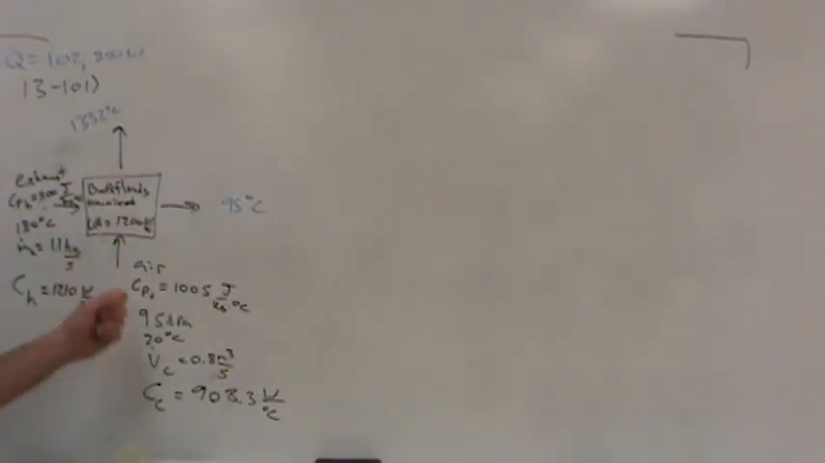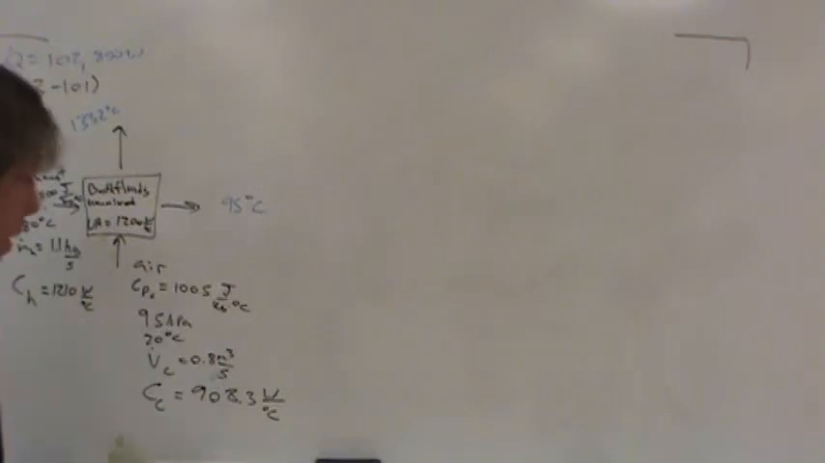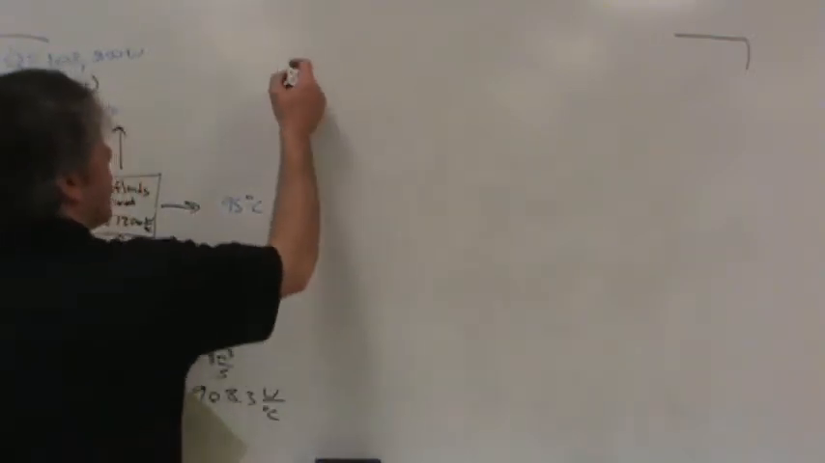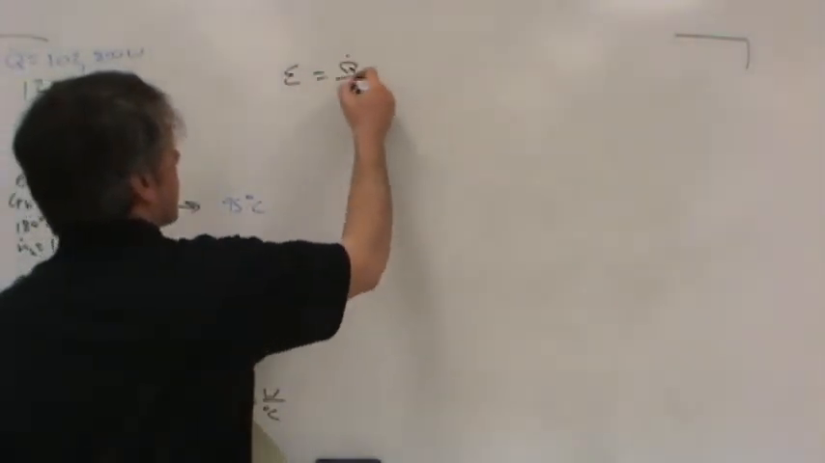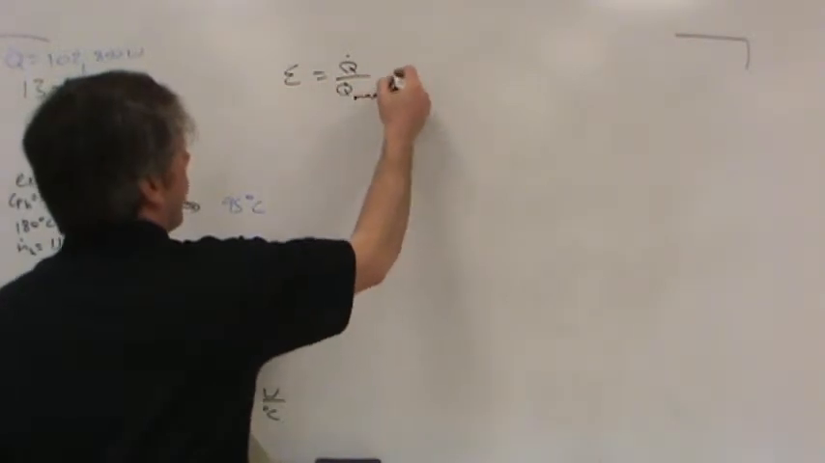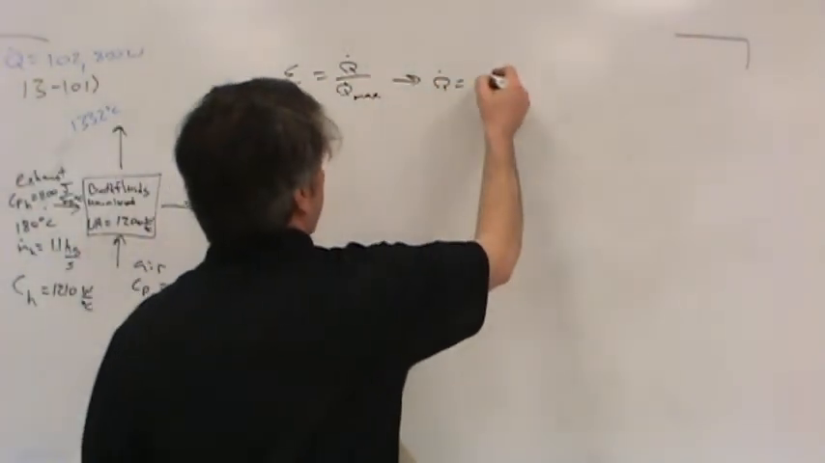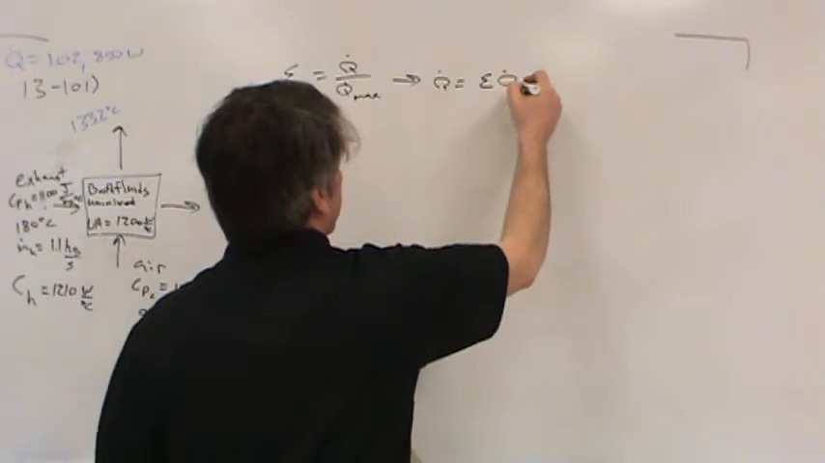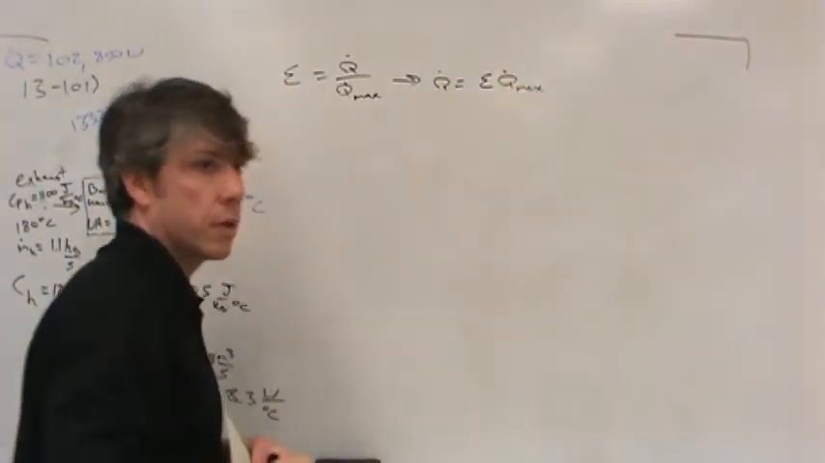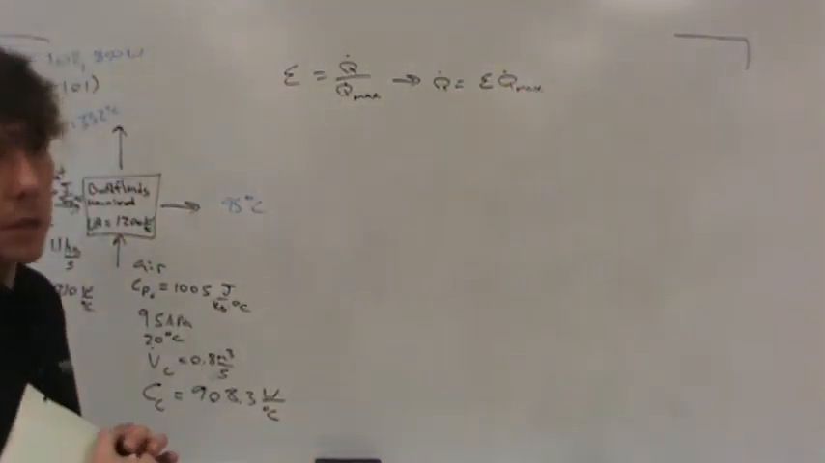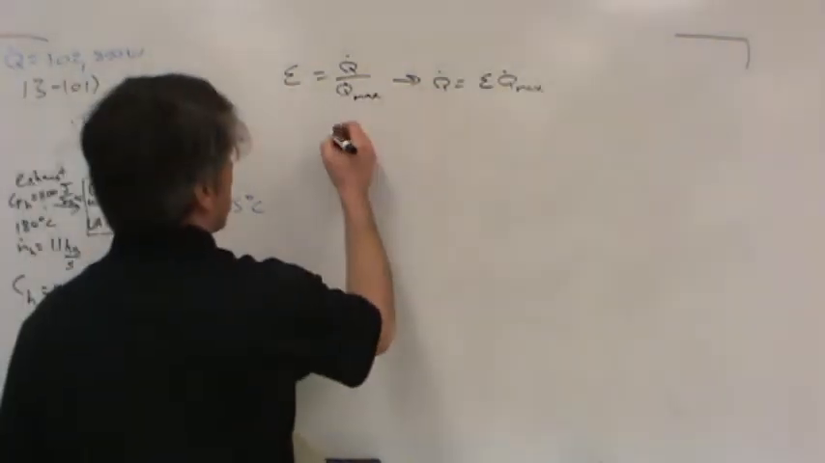What they wanted us to do was use the log mean, the effectiveness number of transfer units method with the UA product to figure out what the exit temperature should be, okay, and what the heat transfer rate should be. So basically, if we had the effectiveness, we should be able to get the heat transfer rate as effectiveness multiplied by maximum heat transfer rate. Okay? So let's get the maximum heat transfer rate, because that's not too bad.